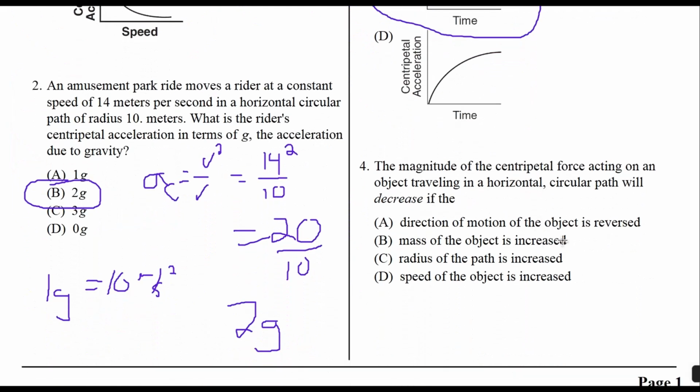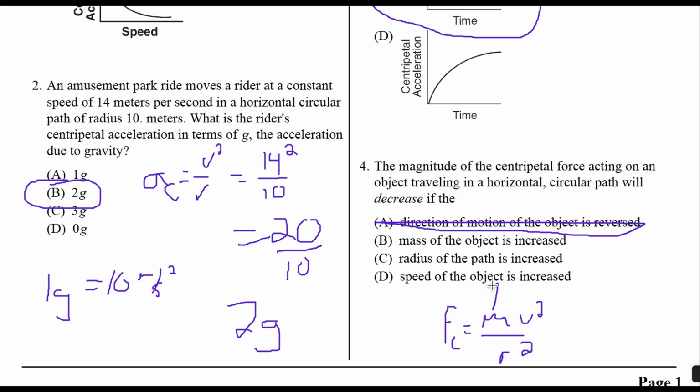All right. Number 4. Here we have an object that is experiencing a centripetal force. It's traveling in a circle, and they want us to figure out what's going to decrease this centripetal force. The equation for centripetal force is F_c equals m v squared over r. Going through all these choices, the direction of the motion doesn't change anything. These are all numbers, so as long as these numbers don't change, the value doesn't change.